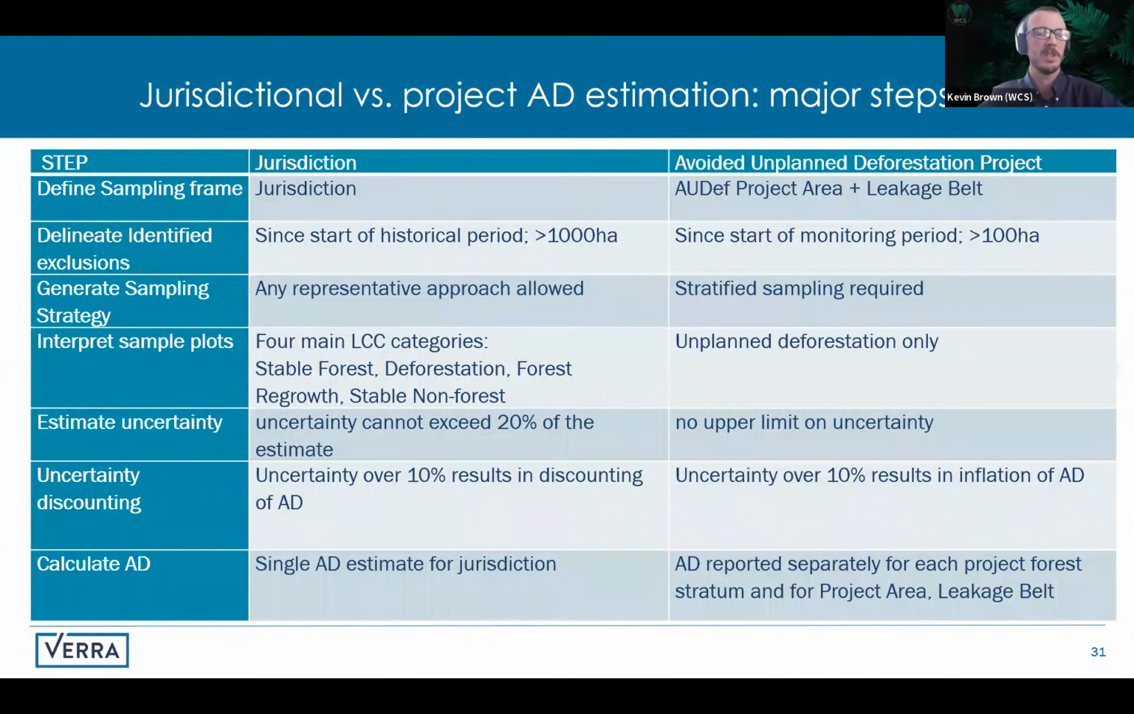So for the jurisdiction, you're just getting a single number for forests. It's not separated by any kind of forest class or driver or anything. So it's a single number that's been discounted. But for the project case, you are reporting broken down by whether it was from the leakage belt or the project area, and also broken down by what forest class it comes from, because those forest classes have different emission factors associated with them.